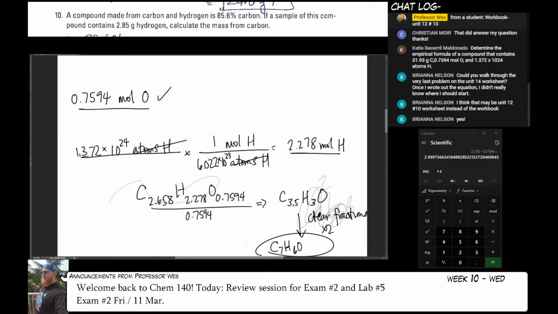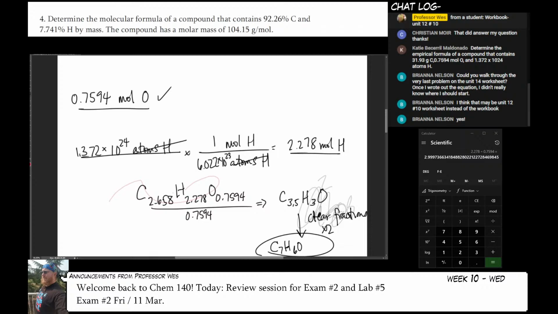Okay, so there's the problem for Katie. Okay, and then worksheet. I want to make sure I do this right this time. Let's see here. Is this 14? That's 13. 14. There we go. No, that's wrong. Hold on. Sorry, that's the workbook. Worksheet. I knew I was going to mess this up.